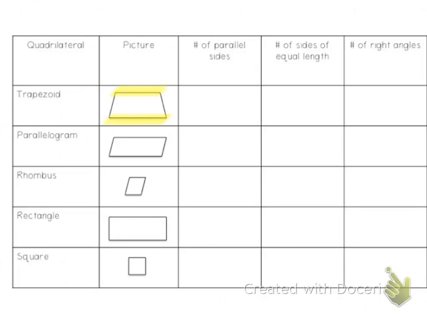So a trapezoid has 1 pair of parallel sides. In this picture, the left and the right are equal length. So we can say that it has 1 pair of sides that are of equal length. But it doesn't always have a pair of sides of equal length. Just depends on what the trapezoid looks like. And a trapezoid has 0 right angles. So we are going to have acute angles and obtuse angles.